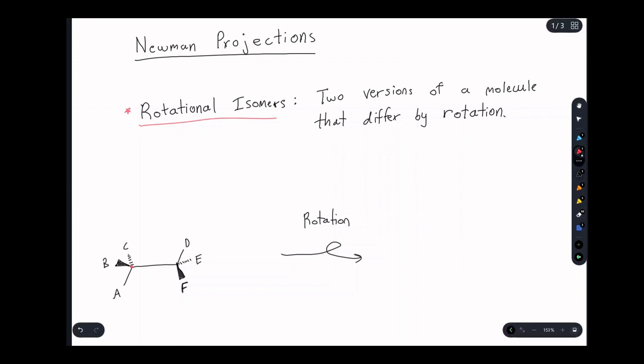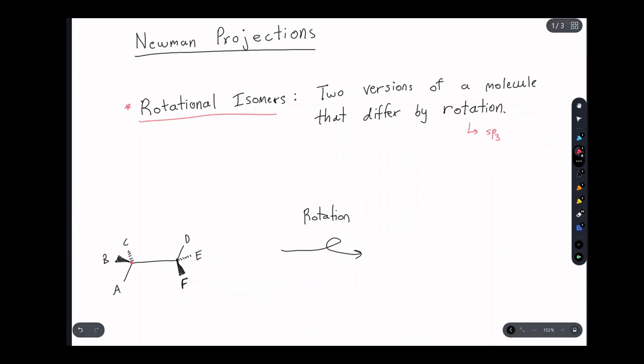Now remember that rotation is something that we're only going to see with sp3 carbons, since pi bonds are unable to rotate. That includes double bonds and triple bonds. So as an example here, I've drawn a 2-carbon compound, and instead of adding the substituents, I've just labeled them A, B, C, and D so we can track them easily.